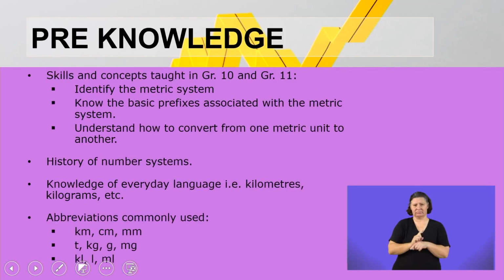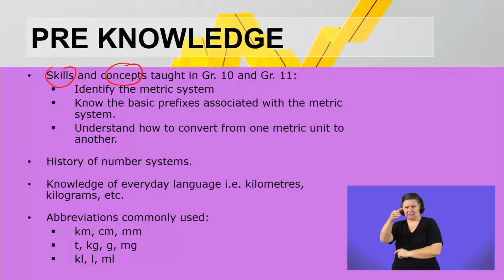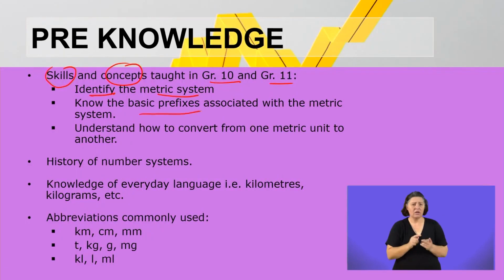Now, grade 12s, in order for us to do certain sums, you need to have prior knowledge. So what is the prior knowledge that you need to have at this moment in time? Today we will be looking at skills and concepts taught in grade 11. So what are those skills and concepts? You must be able to identify the metric system. You must know the basic prefixes associated with the metric system. And also you must understand how to convert from one metric unit to another.